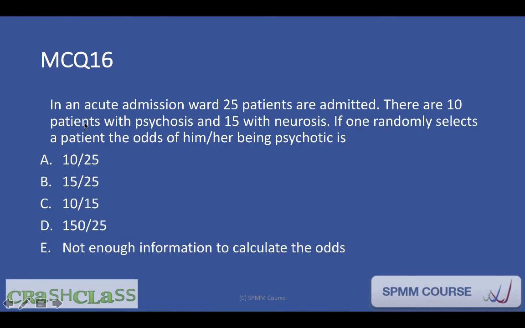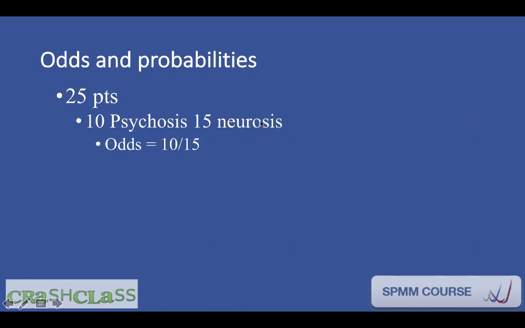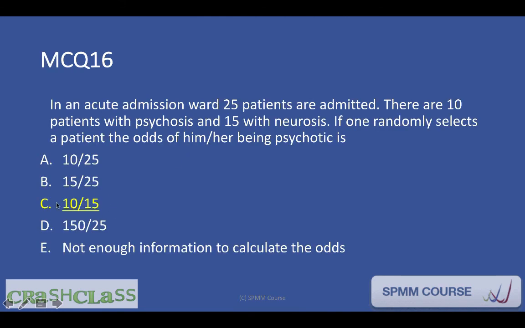In an acute admission ward, 25 patients are admitted. There are 10 patients with psychosis and 15 with neurosis. If one randomly selects a patient, the odds of him or her being psychotic is: 10 by 25, 15 by 25, 10 by 15, 150 by 25, or not enough information. So you have 10 psychotic patients, 15 neurotic patients. Okay, 10 psychosis, 15 neurosis. So odds will be simply 10 by 15. As simple as that. The odds is C, 10 by 15.